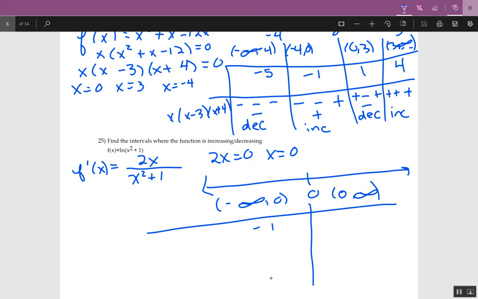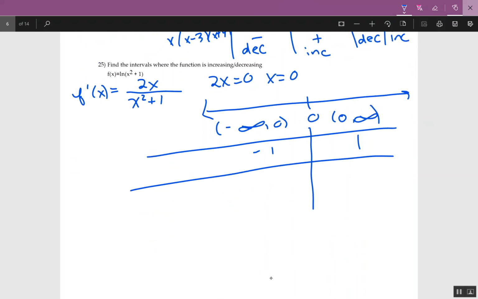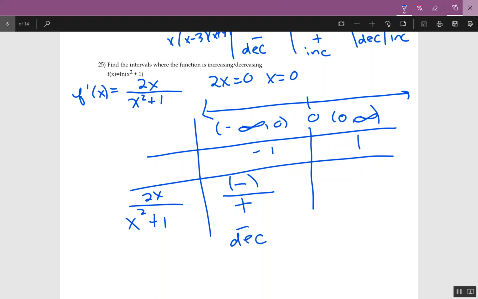So let's say we pick negative 1 and 1 as our test points. And we're plugging that into 2x over x squared plus 1. And start with the negative 1. Negative 1 times 2 is negative. Negative 1 squared is 1. 1 and 1 is 2, so that's positive. This first one is negative, so this is decreasing. 2 times 1 positive, 1 squared plus 1 positive, so my second interval is positive, which is increasing.